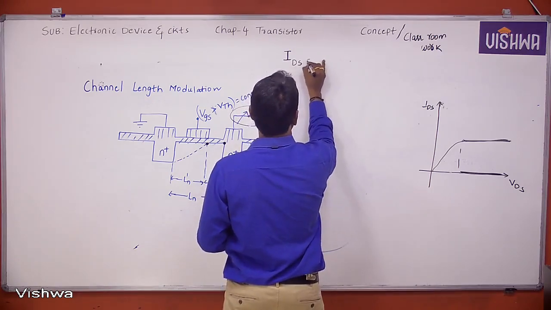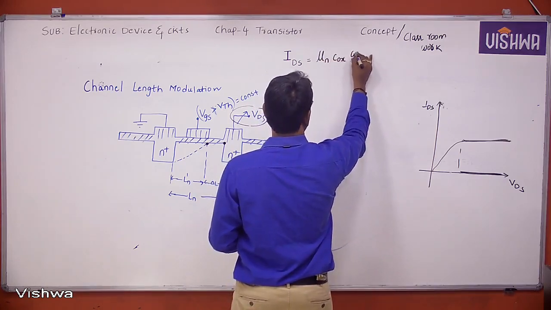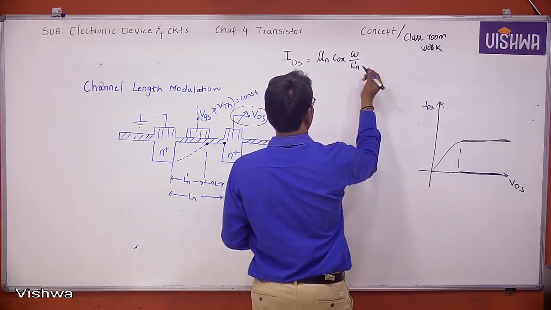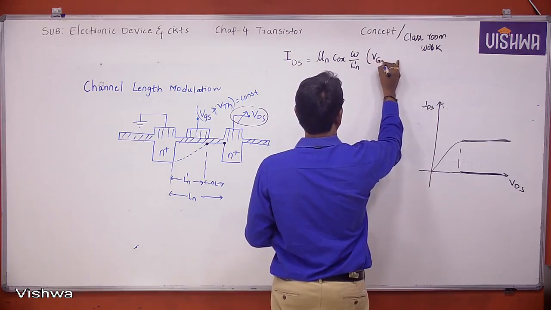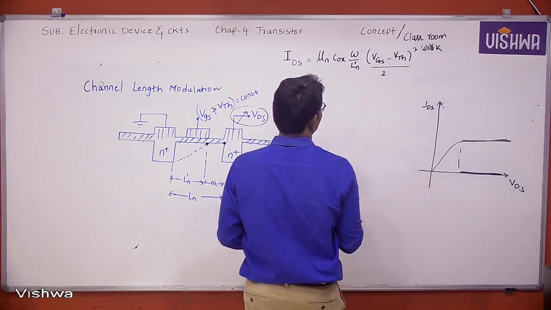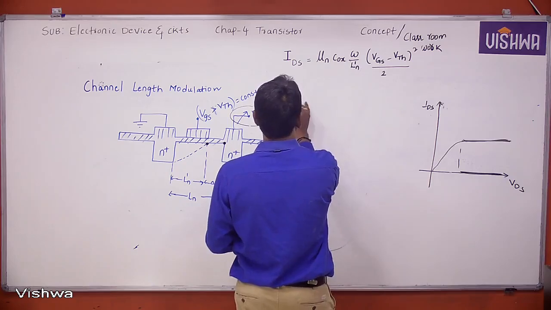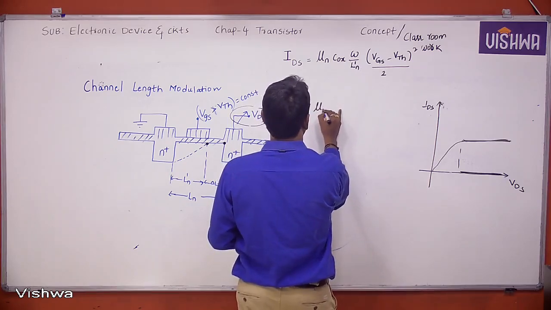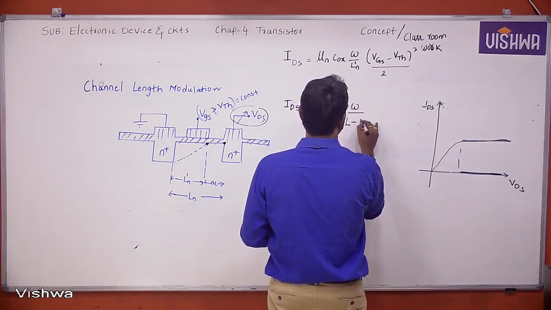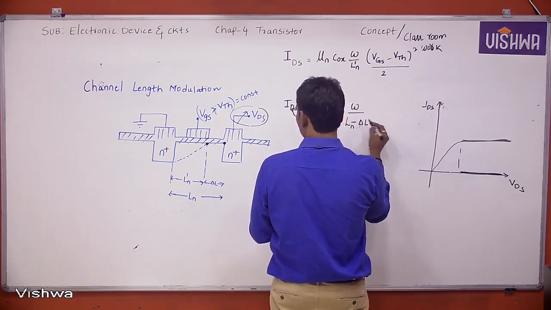You know, the current equation: IDS is equal to mu n COX W by L dash into (VGS minus VTH) whole square by 2, right? Yeah, what is Ln dash in terms of L actually? L minus delta L. Ln minus delta L.